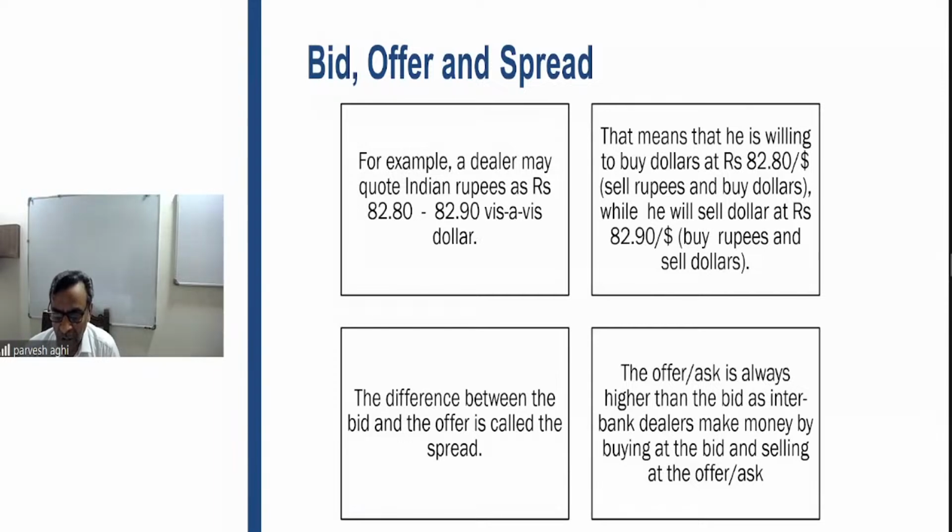The offer or ask is always higher than the bid, as the interbank dealers make money by buying at the bid rate and selling at the offer rate.